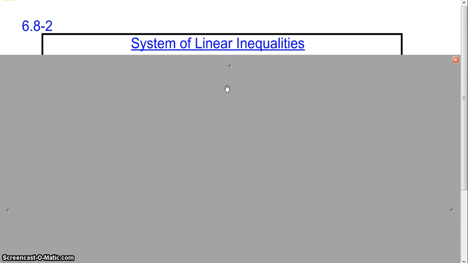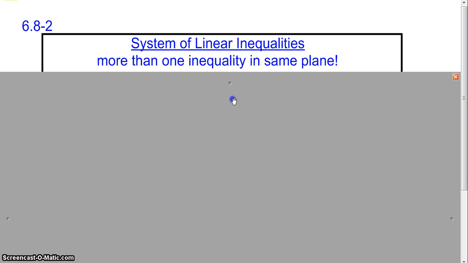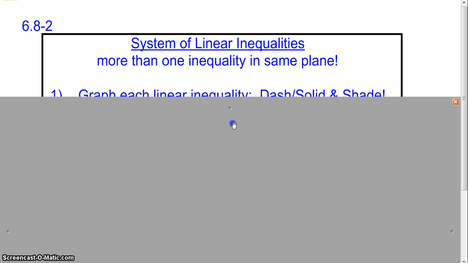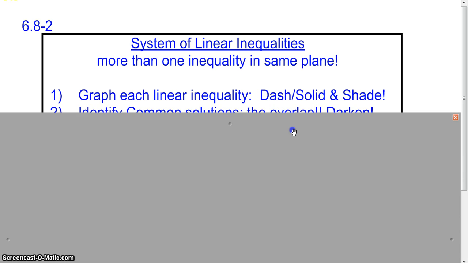Nico? You isolate y, and then you graph each of them. Each of the linear inequalities. And he said you may have to isolate y, which is really important to get to your slope y-intercept form. Don't forget dashed or solid, and shading.